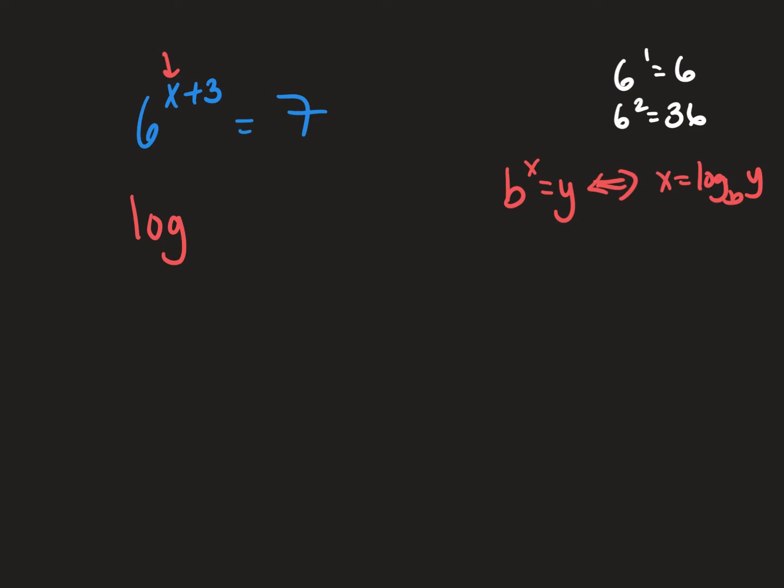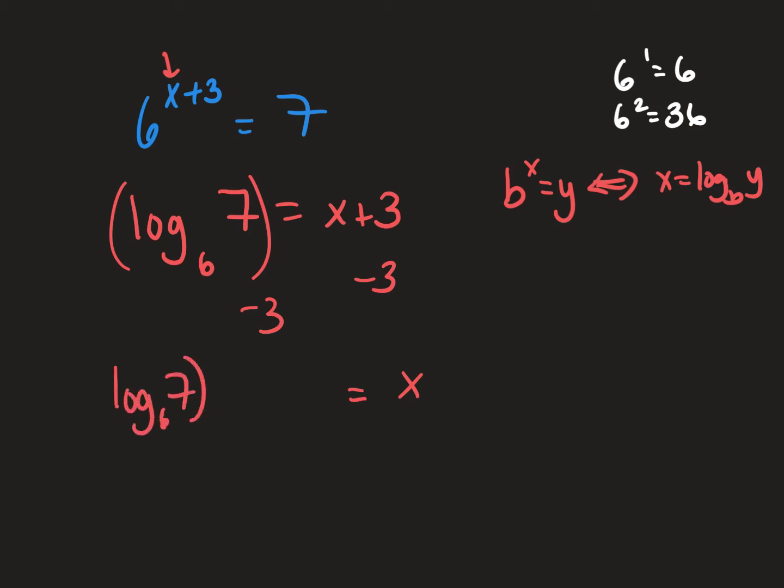So it's log base 6, because the bases are the same, but whatever was by itself is now in the log, so that's 7 equals x plus 3. Now log base 6 of 7 is some number. I don't know what it is, but we could put it in the calculator. So to get x by itself, we'll just subtract 3. So x is going to equal log base 6 of 7 minus 3.